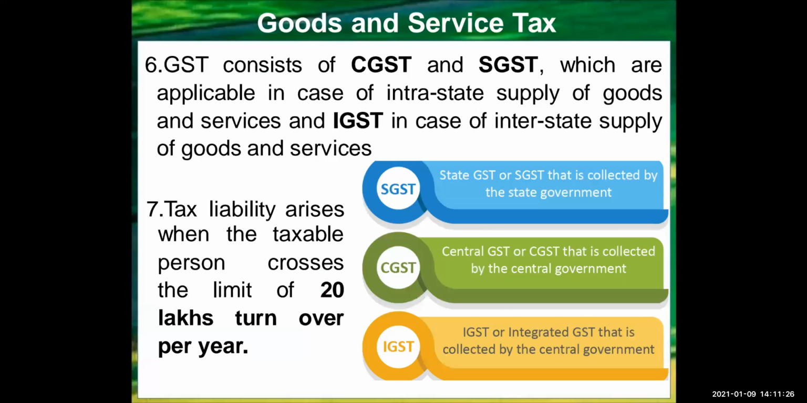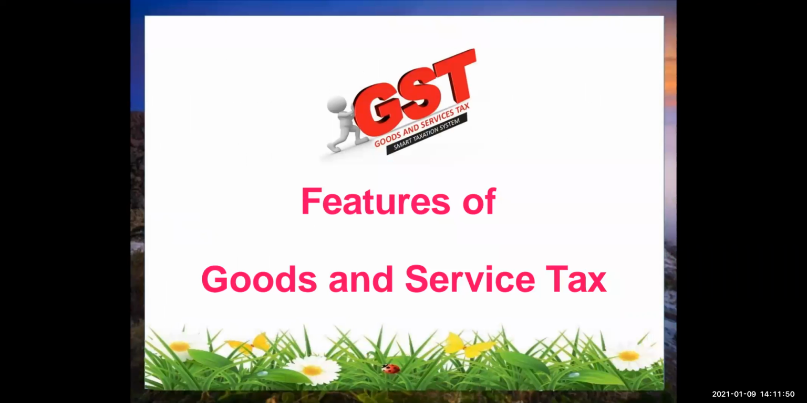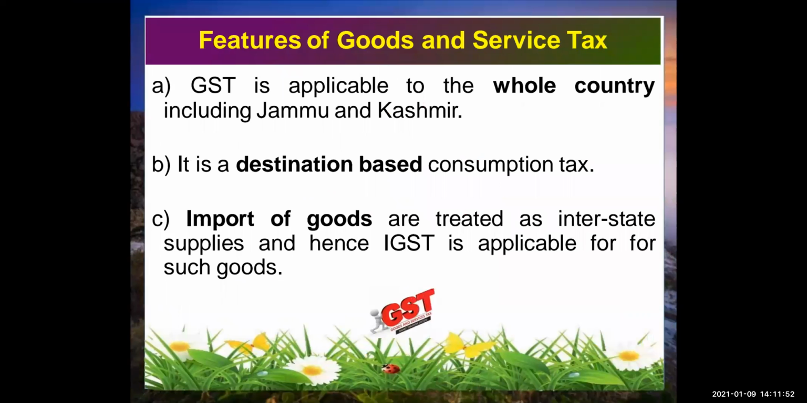So GST consists of CGST and SGST, which are applicable in case of intrastate supply of goods and services, and IGST in case of interstate supply of goods and services. Tax liability arises when the taxable person crosses the limit of 20 lakh turnover per year. When we talk about the features of GST, it is applicable to the whole country, including J&K, and it is a destination-based consumption tax. Import of goods is treated as interstate supply, and hence IGST is applicable for such goods.